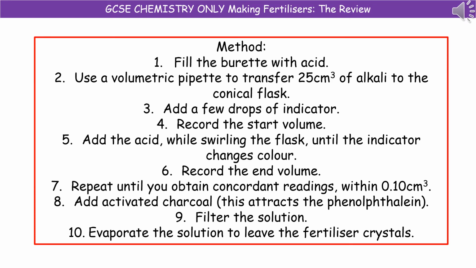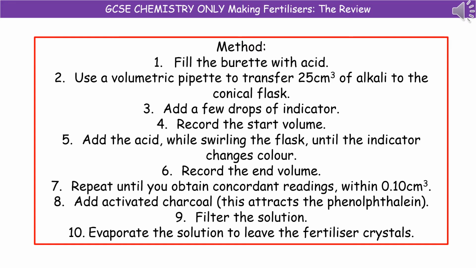So you fill your burette with acid, use a volumetric pipette to measure 25 centimeters cubed of your alkali, which we put in a conical flask, add a few drops of indicator like phenolphthalein, record your start volume, add your acid while swirling the flask until your indicator changes colour.